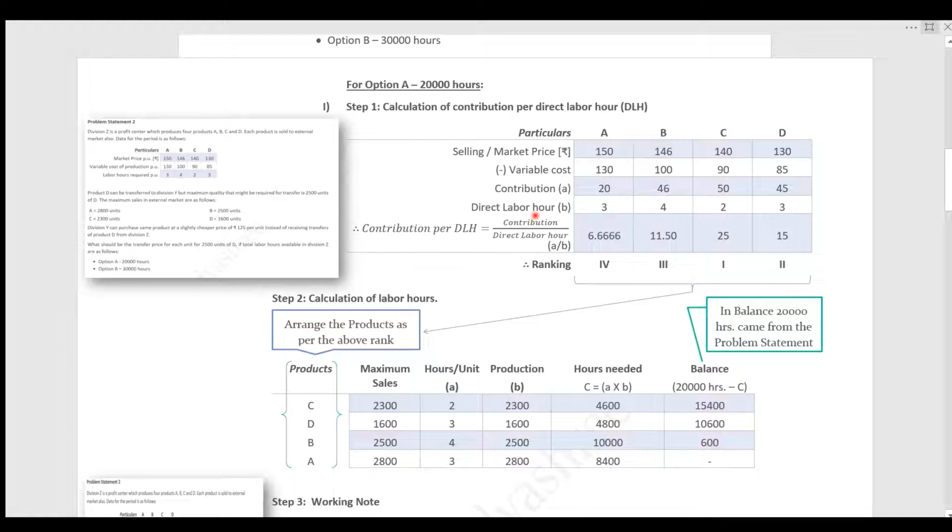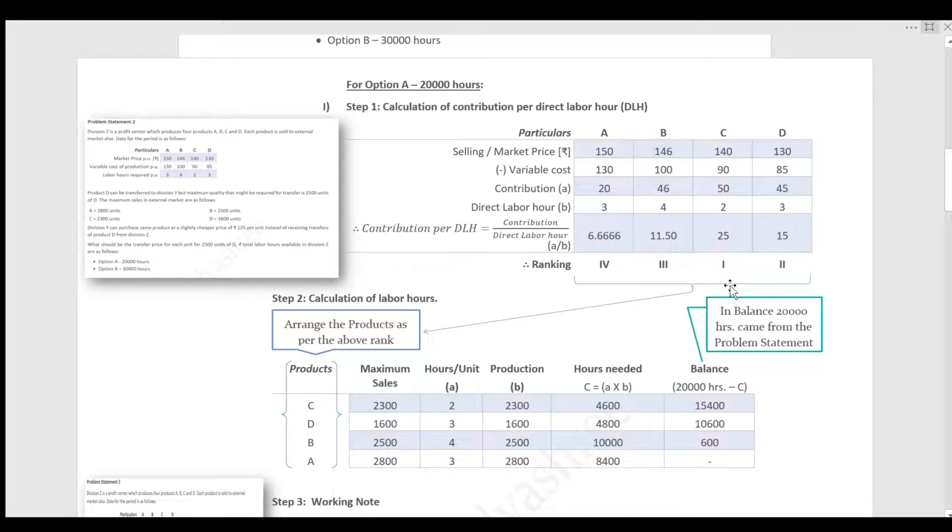So now we have direct labor hour and we have contribution, so we can easily calculate the contribution per direct labor hour, nothing but contribution divided by direct labor hour. If you name the contribution as A and the direct labor hour as B, A divided by B gives the contribution per direct labor hour. Remember very well, in these transfer pricing problems, take more digits after the point, at least 4 digits. Likewise, we have taken it for the calculation, and after that, rank it according to the score.